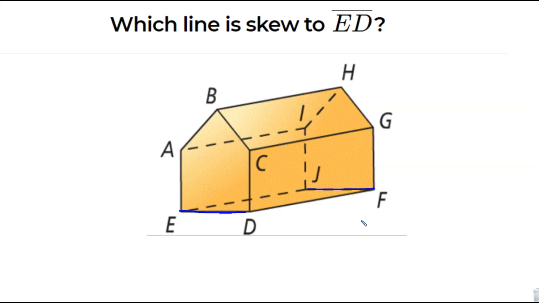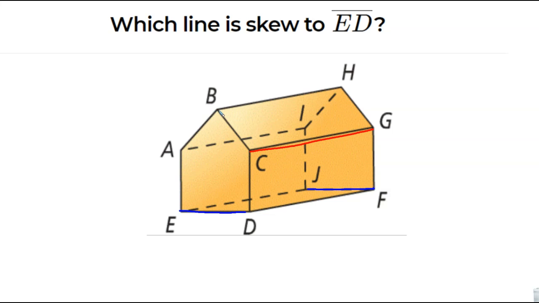It doesn't intersect ED, but it's on the same plane. It's running in the same direction, so it's parallel. Some examples of skew lines would be CG. CG and ED are not going to intersect, but they're running in different directions. They're on different planes. That's why we'd say they're skew, not parallel.